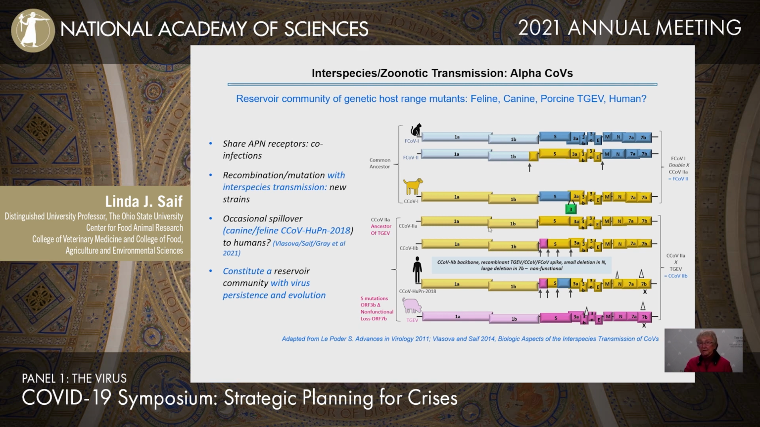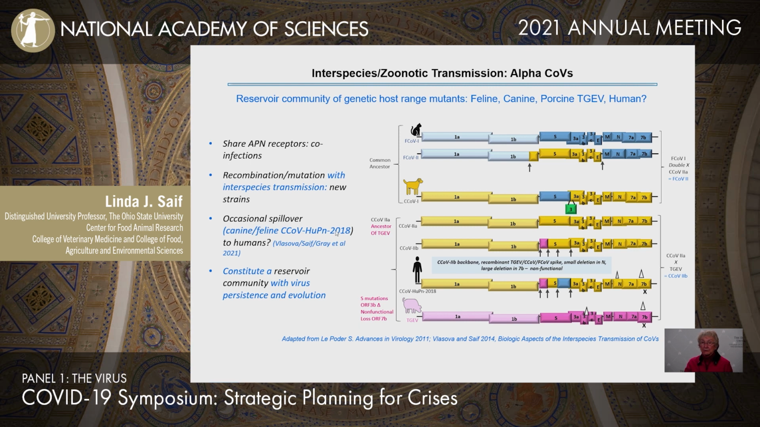We had the origin of TGE from the canine coronavirus 2, and then after this there was a recombination event between the TGE virus in swine and the original canine coronavirus 2A parent virus, and this led to a new strain in dogs, the canine coronavirus 2, with the N-terminal domain from TGE. And then just recently, we've discovered this occasional spillover of this virus into humans with canine feline coronavirus.